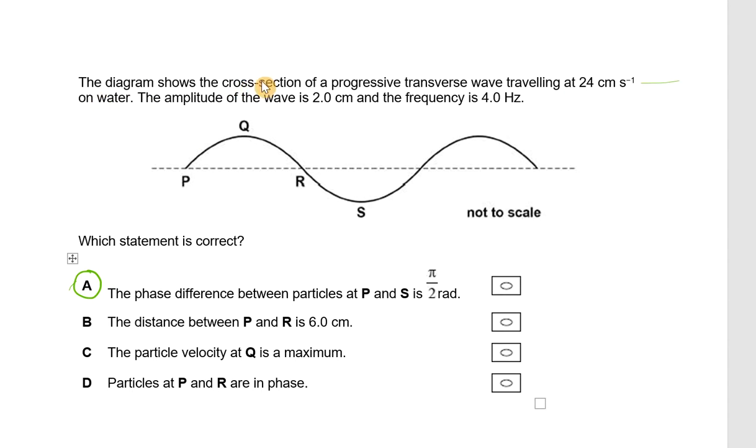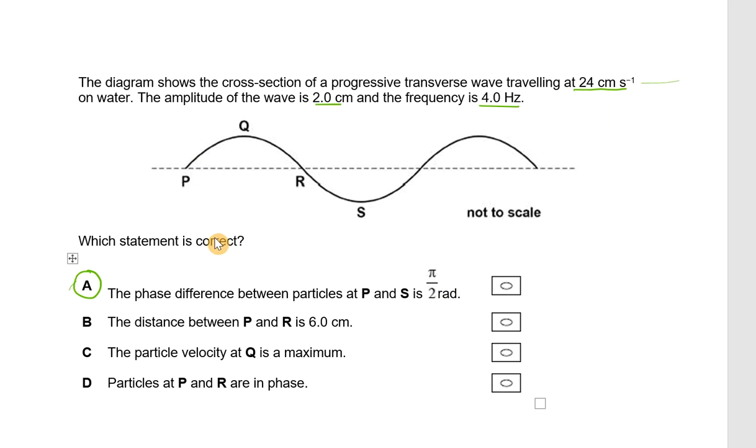The diagram shows the cross-section of a progressive transverse wave travelling at 24 centimeters per second on water. The amplitude of the wave is 2 centimeters and the frequency is 4 Hertz. Which statement is correct? So the phase difference between particles at P and S is pi over 2.